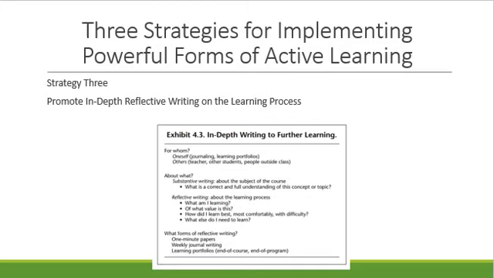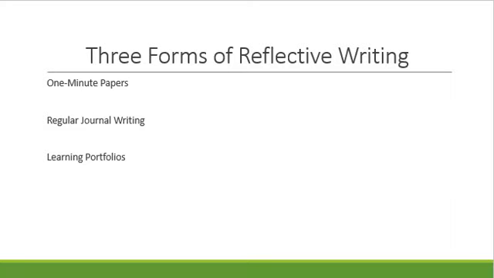So exhibit 4.3 here gives some tips, some basic ideas on reflective writing. Please feel free to pause the recording and check that out. There are a few different ways to do reflective writing: 1-minute papers, regular journal writing, and learning portfolios. 1-minute papers, this is basically take out a piece of paper, and in response to a question, write down as much as you can in 1 minute.